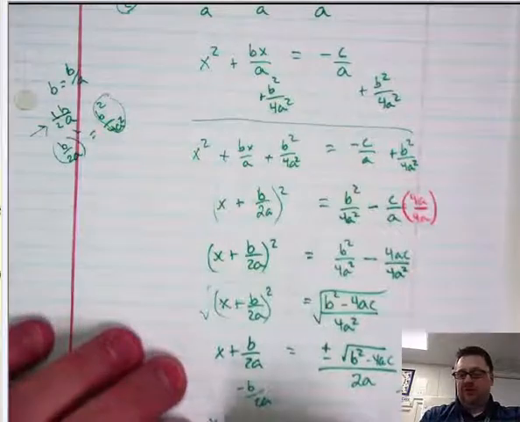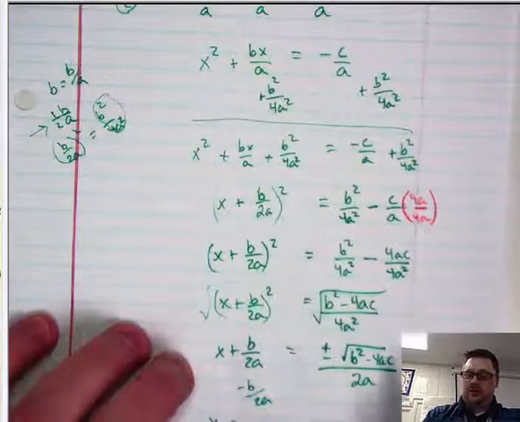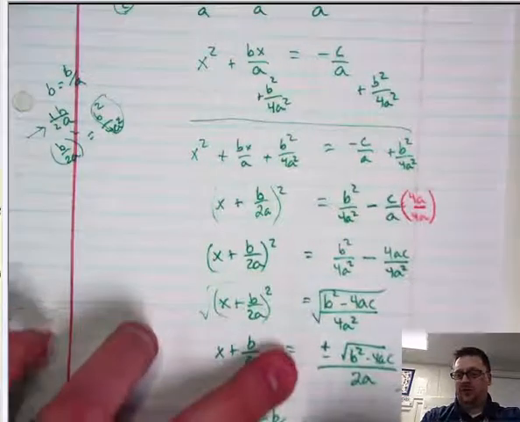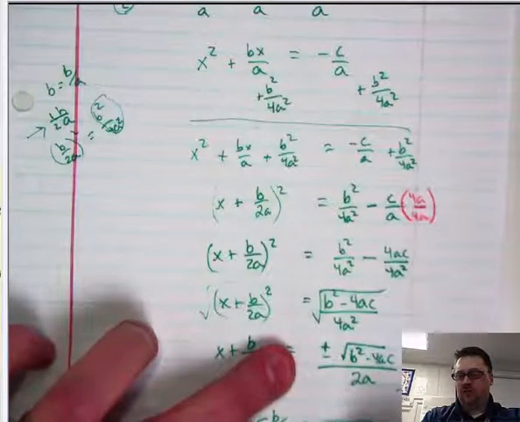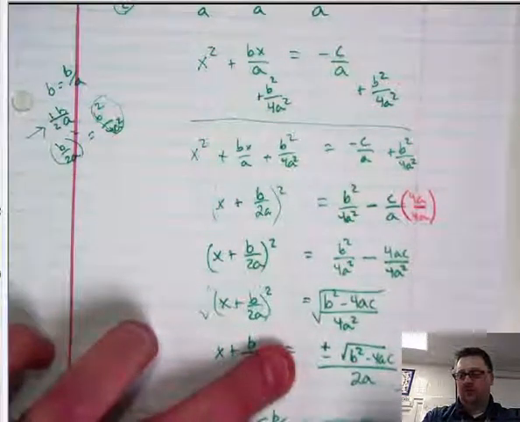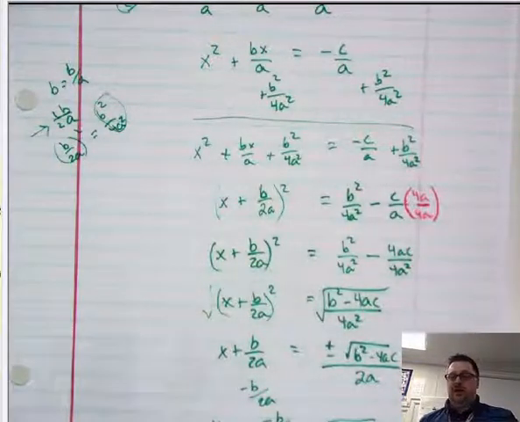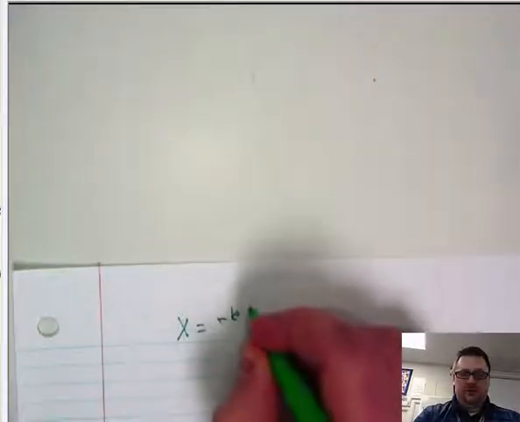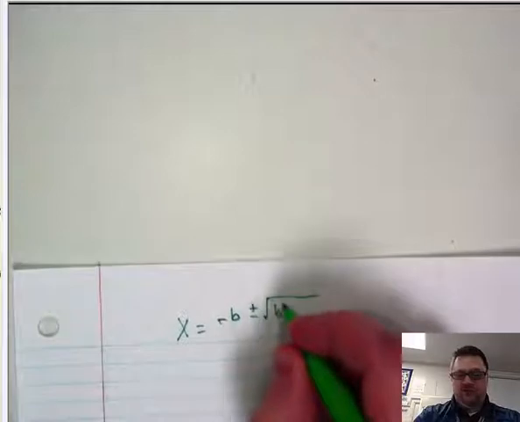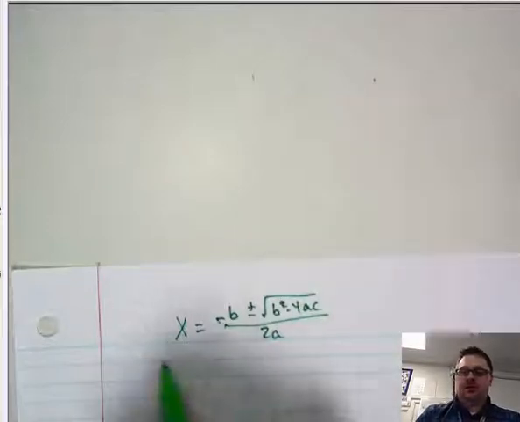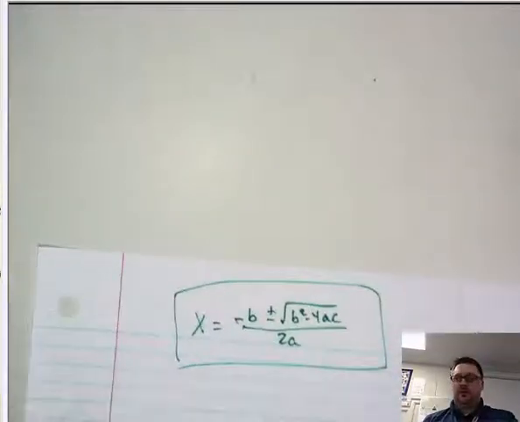So this will give me x equals. I'm going to put the b over 2a in front, so it's negative b over 2a plus and minus the square root of b squared minus 4ac all over 2a. Once again, since those are common denominators, I can put them together. So that's going to give me x equals negative b plus and minus the square root of b squared minus 4ac all over 2a. There is the quadratic formula. Enjoy.